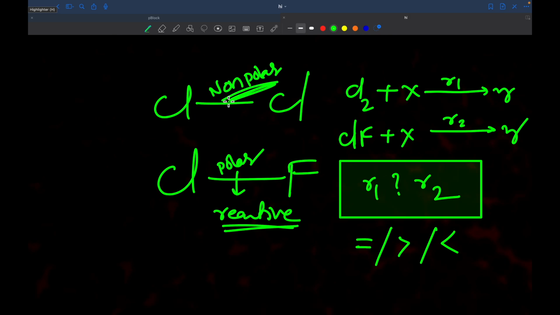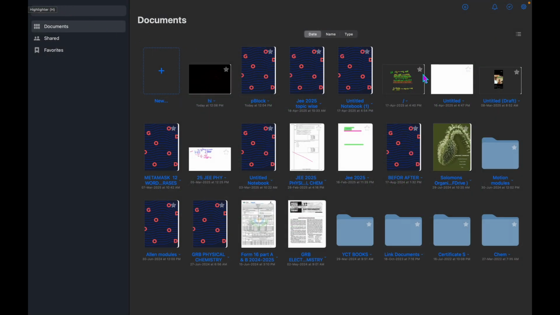This is a non-polar bond, so this R1 is slow, this R2 is very fast. So that means here comes the less than. R2 is greater than R1. Okay.